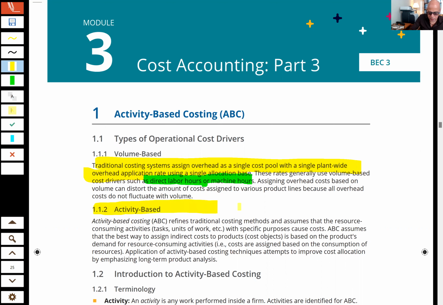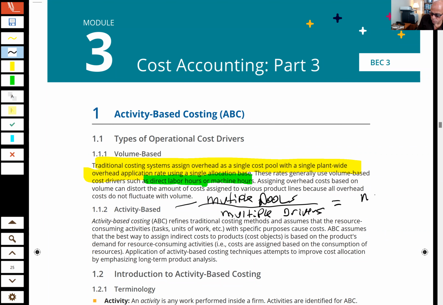With activity-based costing, go ahead and write in, we have multiple pools. And we have what? We have multiple drivers, and that will equal multiple rates.